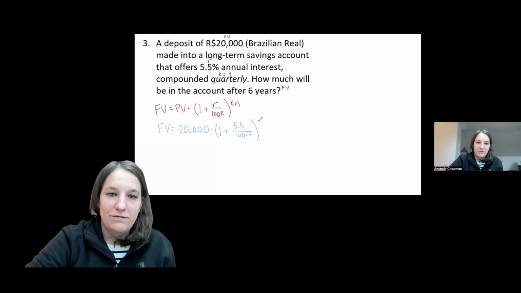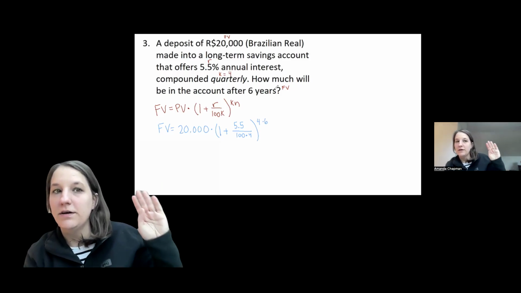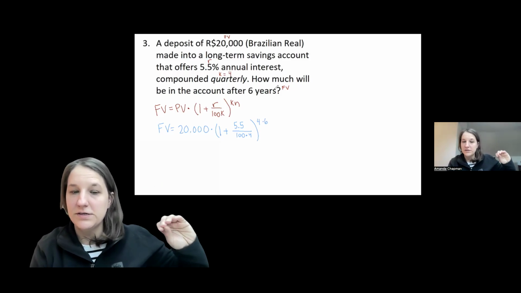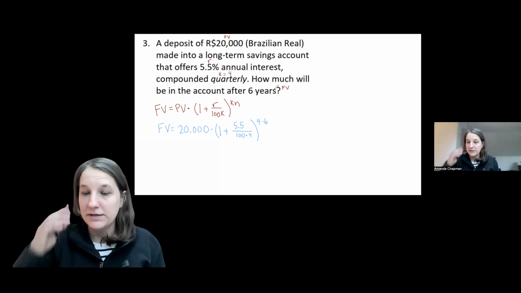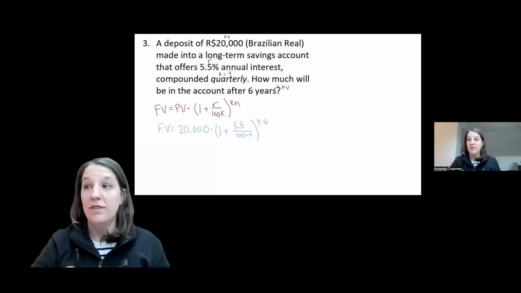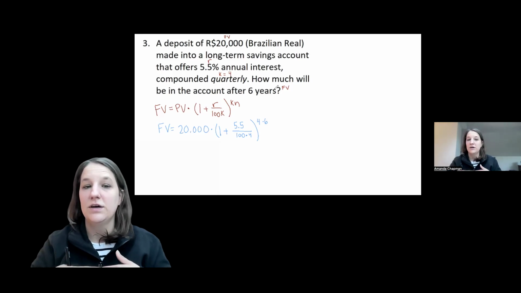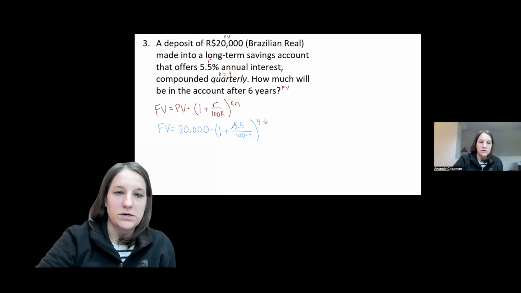And then I need 4 times how many years? 6 years. So does this make sense that if you're compounding quarterly for 6 years, it's actually 4 times 6 compounding periods? So it's similar to that simple interest, but instead of just having the number of years, there's actually 12 compounding periods because they're doing it 4 times a year for 6 years. So again, now we can just put this in our calculator.